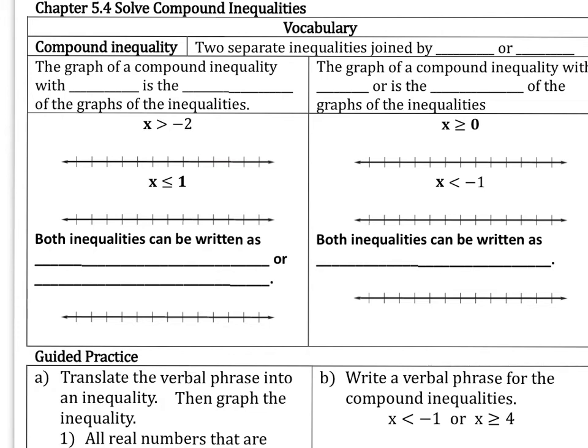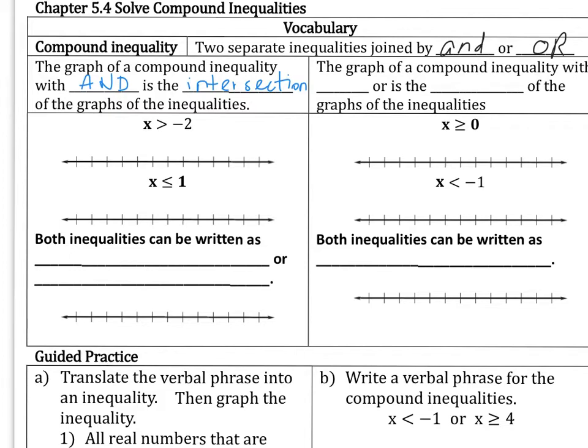5.4. Solve compound inequalities. A compound inequality is two separate inequalities joined by and, or. The graph of a compound inequality with and is the intersection of the graphs of the inequalities.